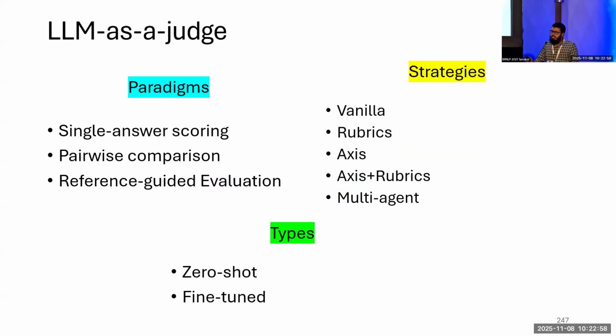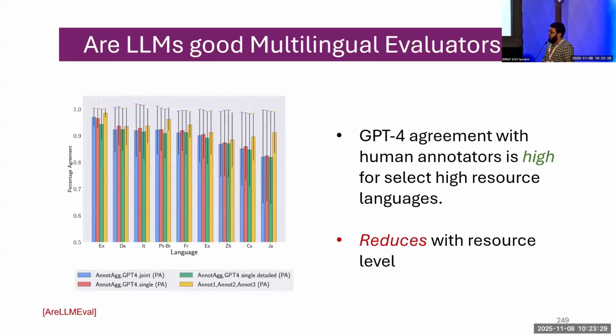There are a bunch of different paradigms that people have explored in the literature. Again, you can have single answer scoring, pairwise evaluation, reference grounded evaluation, and different strategies, vanilla, rubrics, axis, etc. I'm not going to go into too much detail here again. And there are different types of evaluators. You can either get your score in a zero shot fashion, or you can have specialized fine-tuned LLMs whose only responsibility is to act as an evaluator.